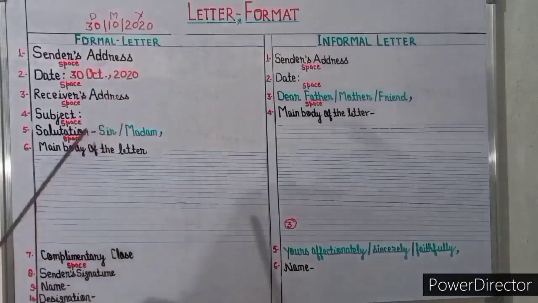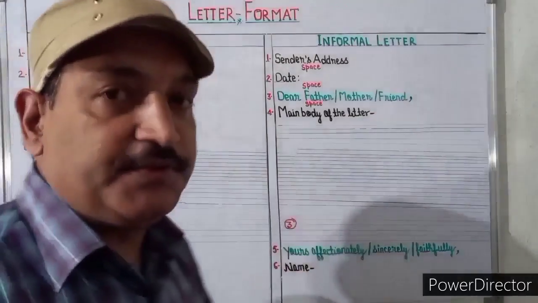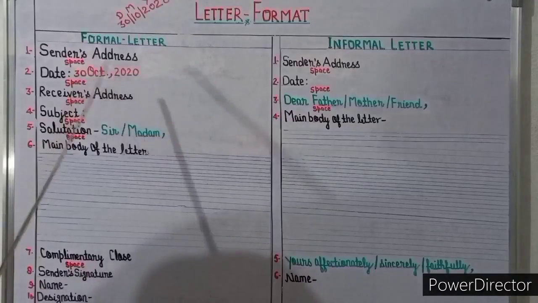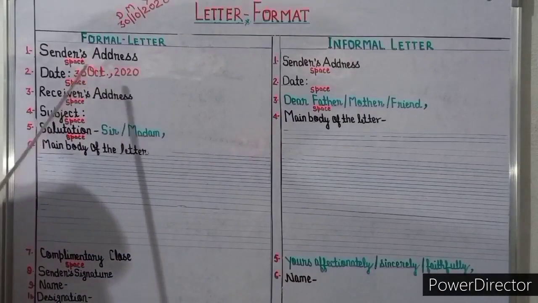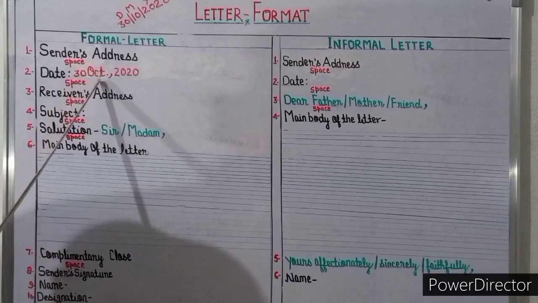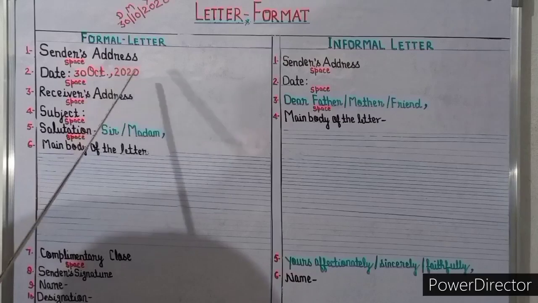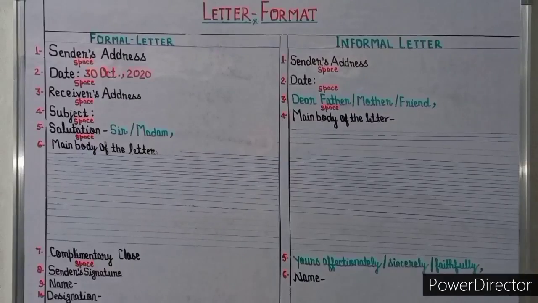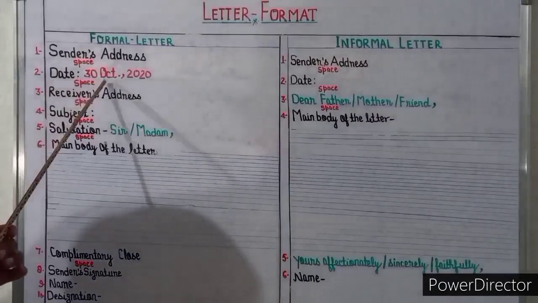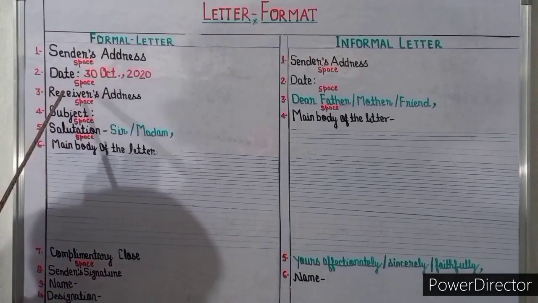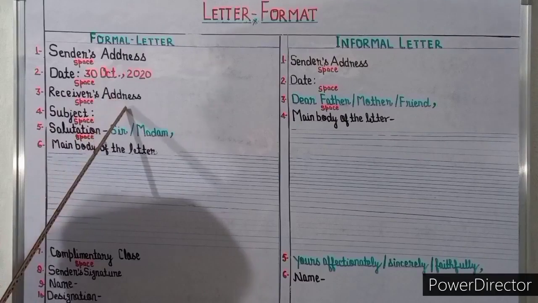Means there must be the name of the month, not the number of the month. Okay. One more way is there. You can write the name of the month first. Means October 30, 2020. Then again, here it is written space. Means you have to leave a line here. Then the third point is a receiver's address.